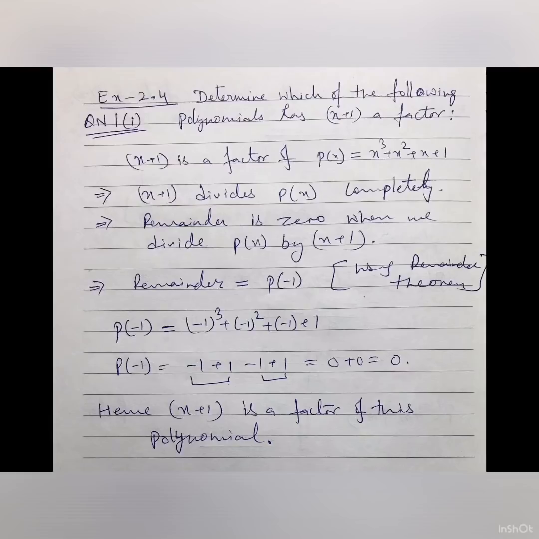So the remainder is equal to the value of the polynomial at x equals minus 1, which means we should replace x by minus 1. So it is minus 1 cube plus minus 1 square plus minus 1 plus 1, which is minus 1 plus 1 minus 1 plus 1. And the final answer is 0. Since the remainder is 0, therefore x plus 1 is a factor of this polynomial.